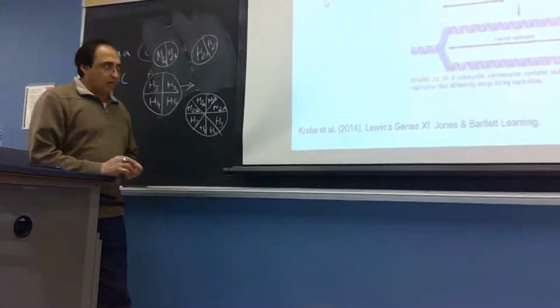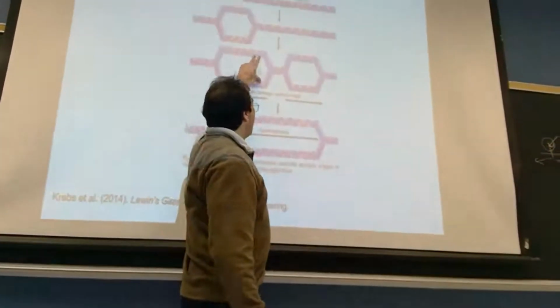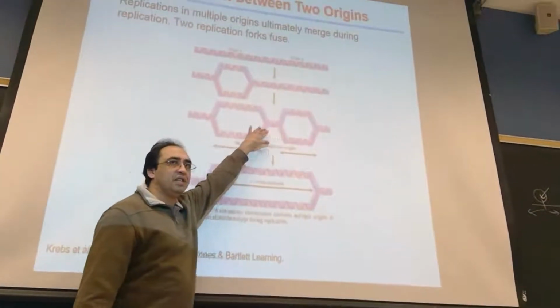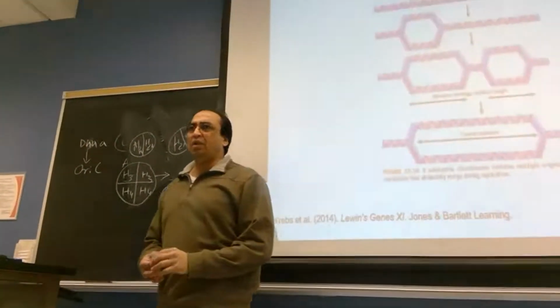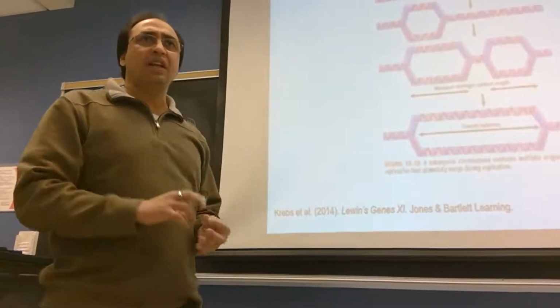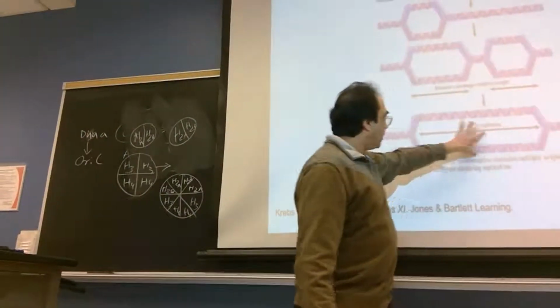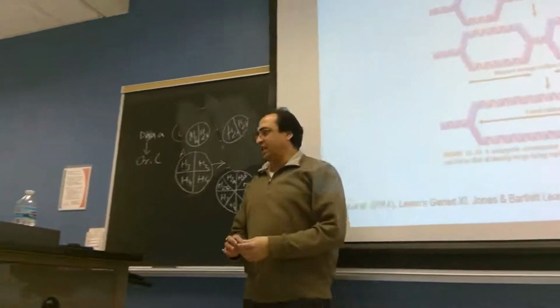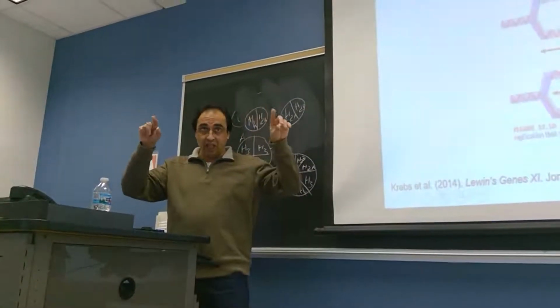Now in case of termination, termination is very simple. Just two replication forks are moving toward each other and they just fuse with each other. That's the thing. But we really don't know how the helicases are functioning at that time or anything like that. We just know that they are fusing with each other and forming the whole thing. Okay, this is a simple termination for each and every origin.